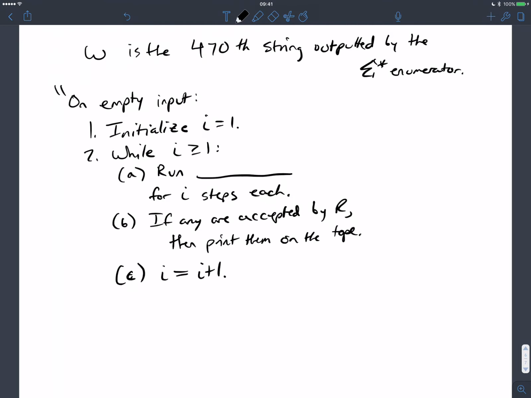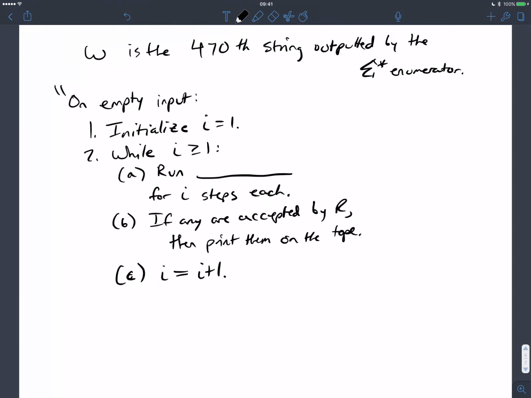So I hope the idea is clear that we run some number of strings, which we'll determine in a second, for I steps each. And then we'll see if any of them are accepted and print the ones that are accepted. And then we'll increase I to one more, then keep going. They don't necessarily have to cross at the same time. If a certain string is accepted at the I step, then when I go again, it'll still be accepted the next time. So eventually, if it's not there yet, it will eventually be there.